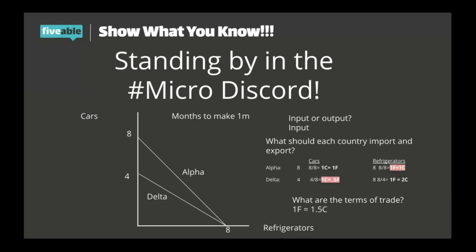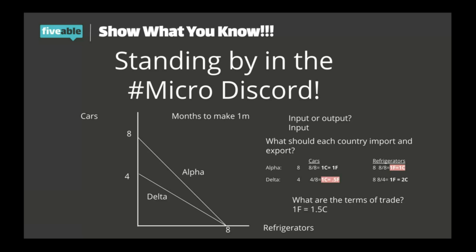All right, so it's months to make 1 million. Well, I finally got it right, folks. This is an input question. If it takes 8 months for Alpha to make 1 million cars, but it takes Delta 4 months to make a million cars, Delta has the absolute advantage because it's input.